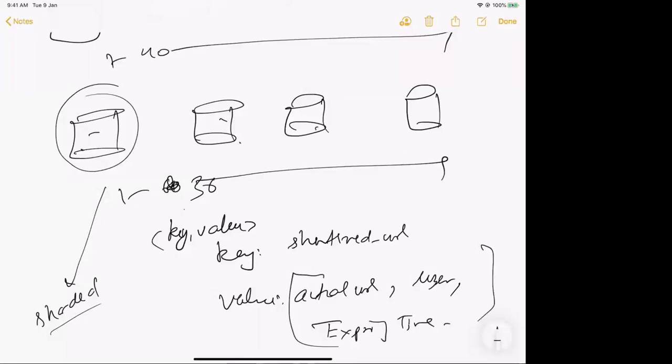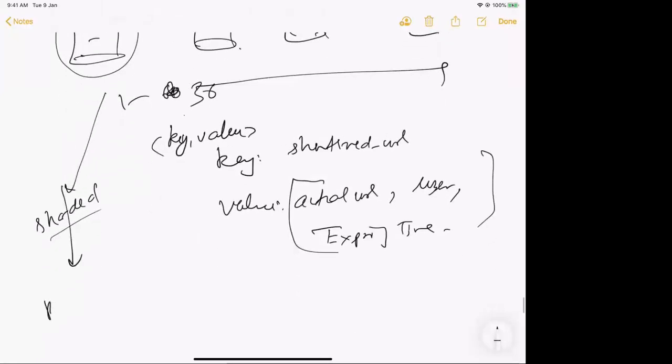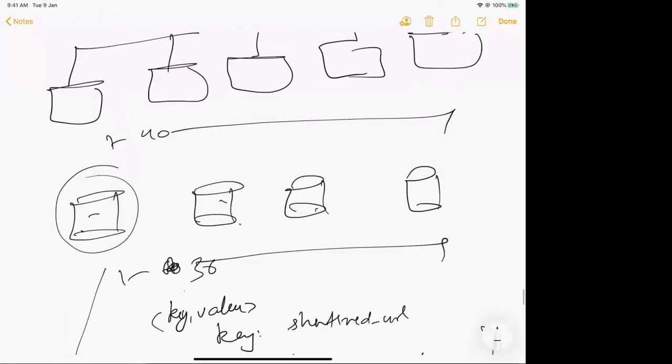My submission is that the shortened URL hash would itself be a good key. Does it make sense? The shortened URL hash would itself be a good key. So it would be sharded based on the key, which happens to be the shortened URL hash. Does it make sense to everybody? Cool. So we now know how my data is stored in the DB layer.